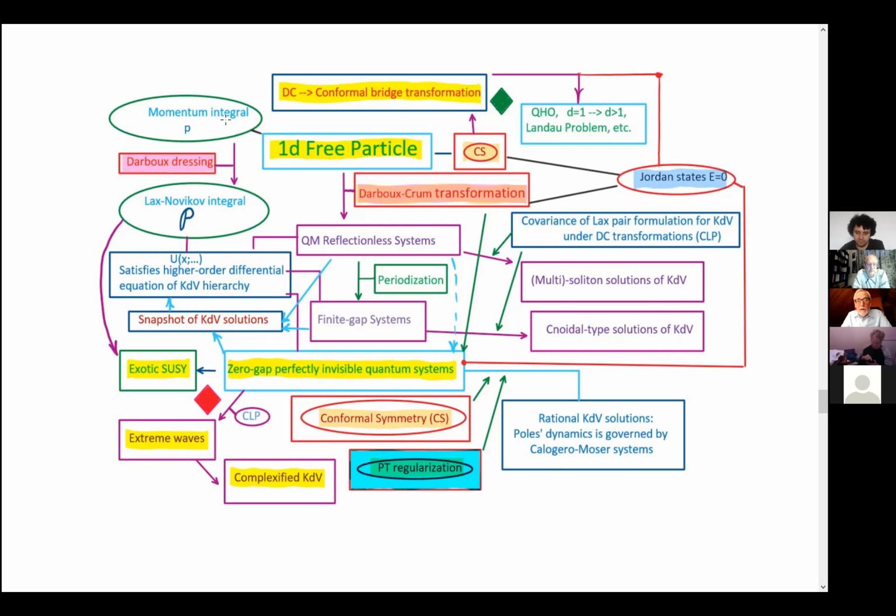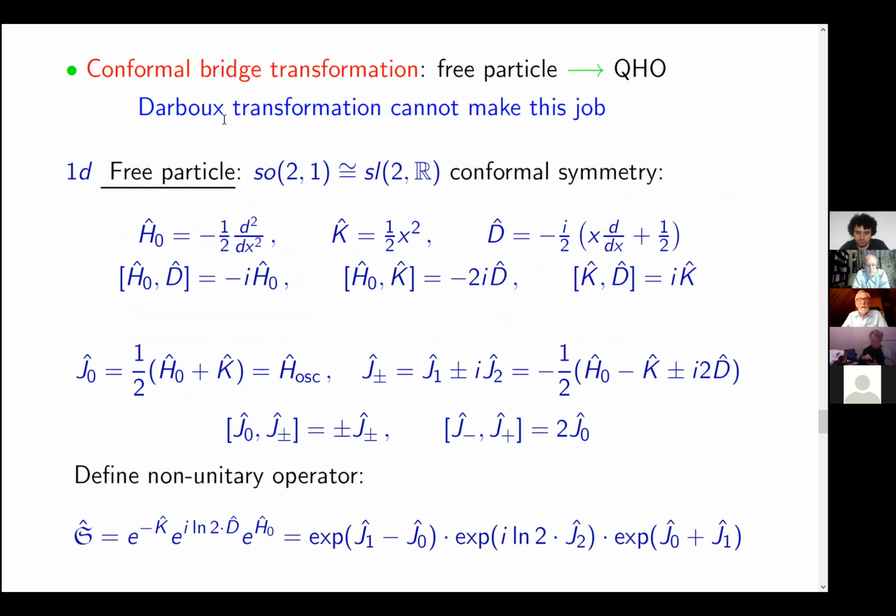And now I would like to show you how these two systems really can also be related, and then the construction can be generalized for some other systems. The corresponding construction is based on the so-called conformal bridge transformation, which is based on another fundamental property of the free particle and quantum harmonic oscillator, that both systems are characterized by conformal symmetry, but which is realized in different forms.